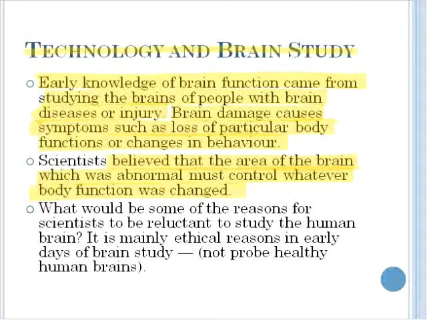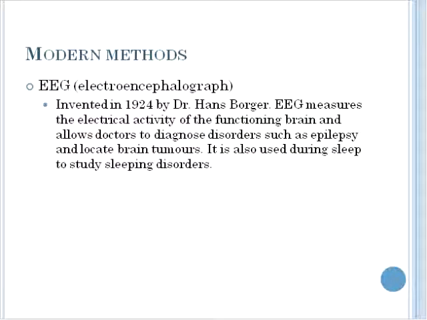Scientists were, however, reluctant to study the human brain. Primarily, this is due to ethical reasons in the early days of brain study. For obvious reasons, they didn't want to start probing healthy human brains. Technologies have been developed since which have made this task somewhat easier and certainly allow for a greater understanding of how the brain and the nervous system function.